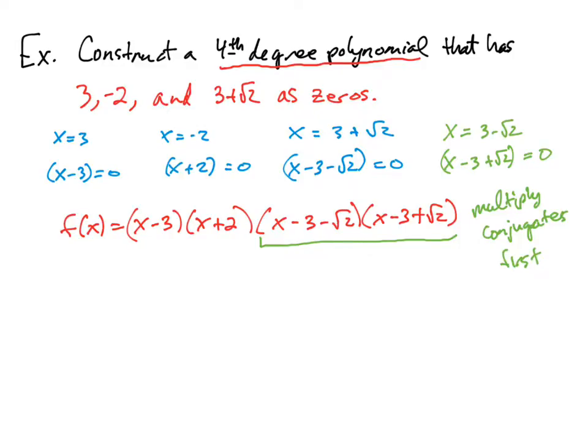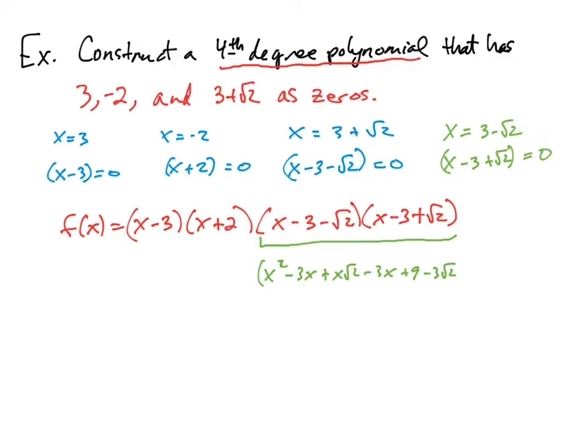So doing so, we're going to have x times x is x squared. x times negative 3 is negative 3x. x times square root of 2 is plus x square root 2. And then negative 3 times x, negative 3 times negative 3, negative 3 times square root 2. And then, running out of room, negative root 2 times x is negative x square root 2 plus 3 root 2 minus square root 4.